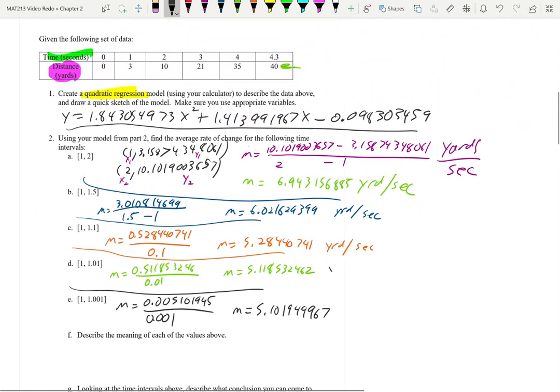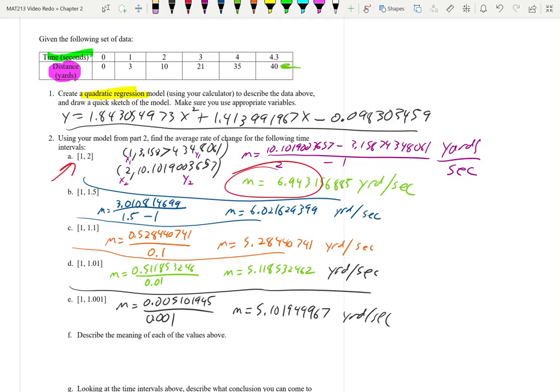Now notice all of these would be yards per second. So what is the meaning of the values? These are all giving us speeds. These are all different rates of change. These are all how fast the thing was going on average. So on average, from 1 to 2 seconds, we were going about 7 yards per second.